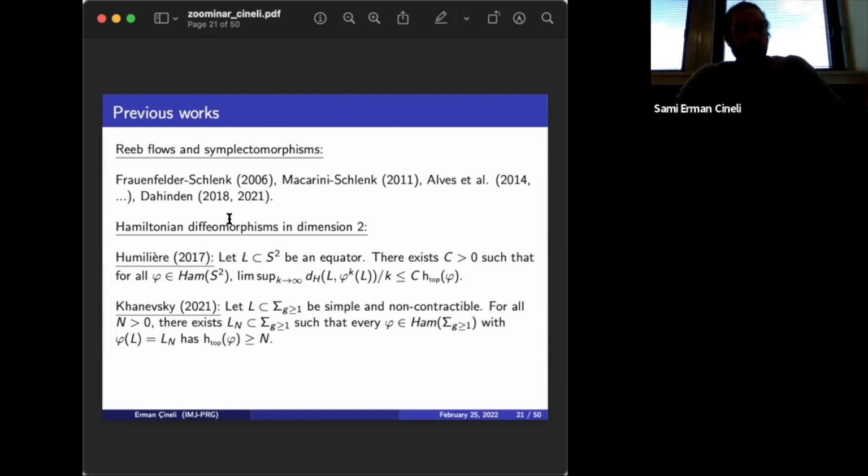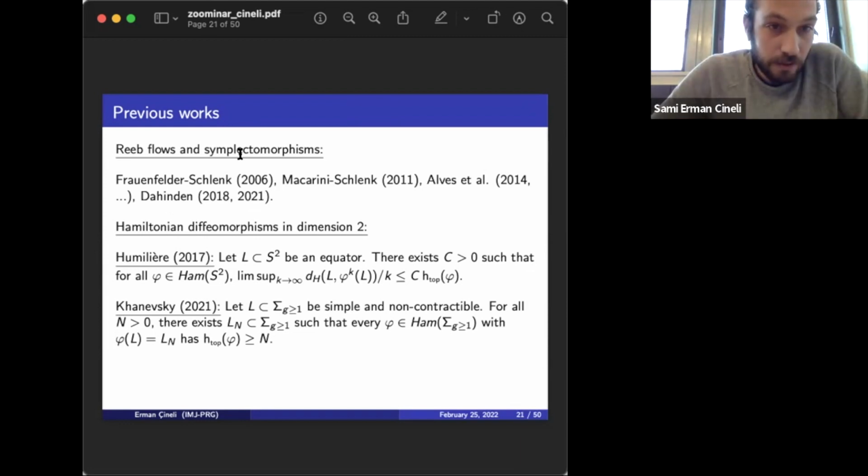Now I'll move to the Hamiltonian setting, but before that, let me make a small comparison. In the Reeb setting, the entropy is captured by growth of the Floer homology. In the Hamiltonian setting, the Floer homology does not grow; it doesn't depend on the Hamiltonian diffeomorphism. So we detect topological entropy by looking at less robust features of the complex, and these are the barcodes.